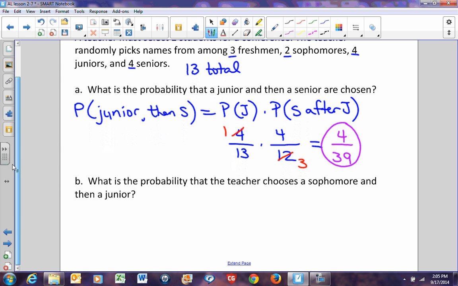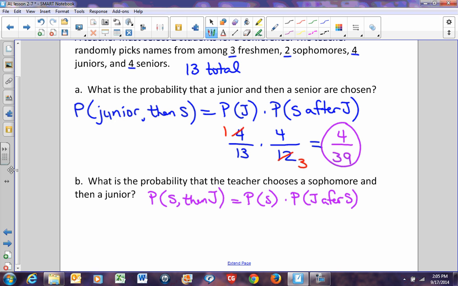Last part of this problem, what is the probability that the teacher chooses a sophomore and then a junior? Same scenario. If I choose a sophomore, that person is out of the mix, so this is dependent. So we're looking for the probability of a sophomore times the probability of a junior after sophomore. So the probability of a sophomore, there are 2 sophomores out of 13 people, so 2 13ths.